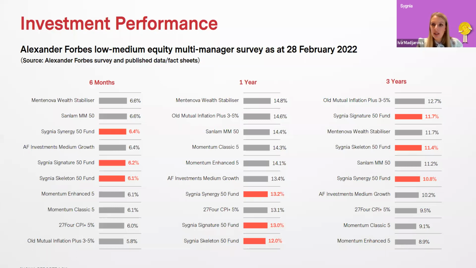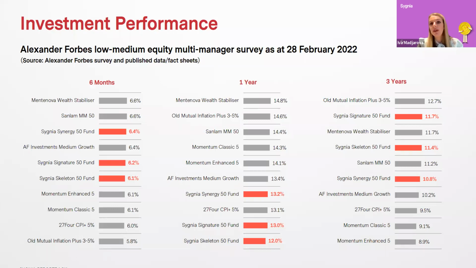The low to medium survey is where the 50 fund fits in. Again, over the 6 months, we can see really good performance, only 0.2% behind the top performer if you look at the Synergy 50 fund, and then Signature and Skeleton a few basis points below that.